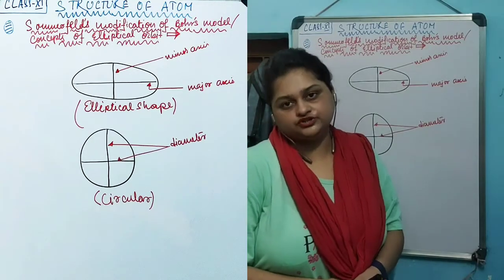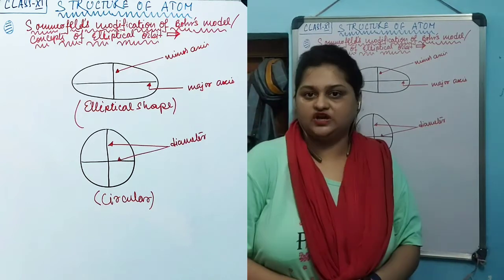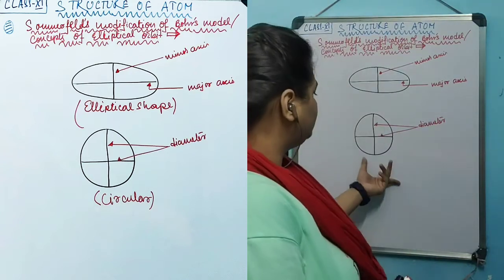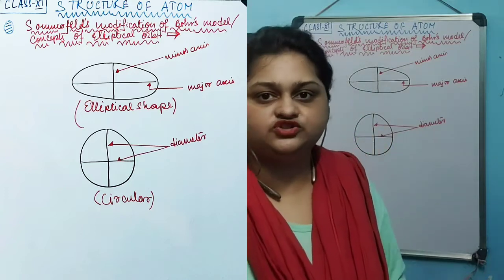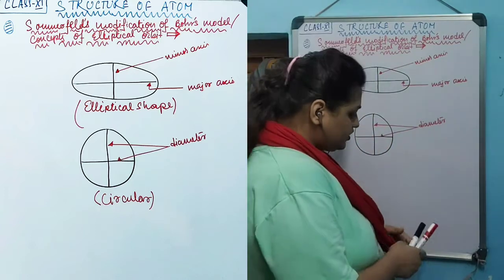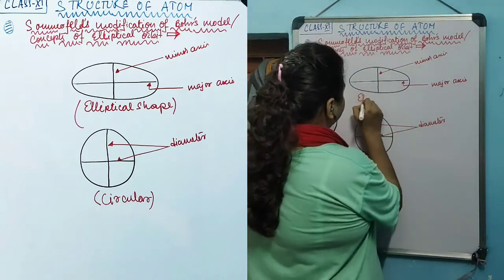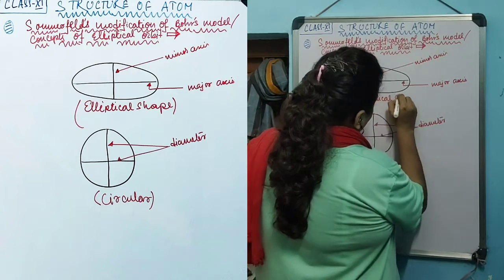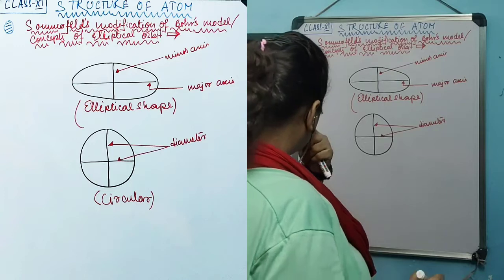Before getting into the modification of Bohr's model, we are going to study two geometrical shapes. One is the elliptical shape and the other is the circular shape. Both these shapes in geometry are two-dimensional in nature. The first one is the ellipse, and the second one is the circle.